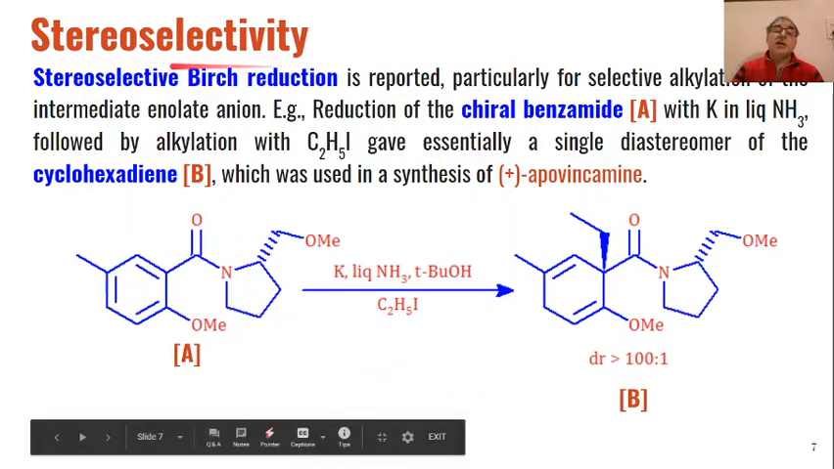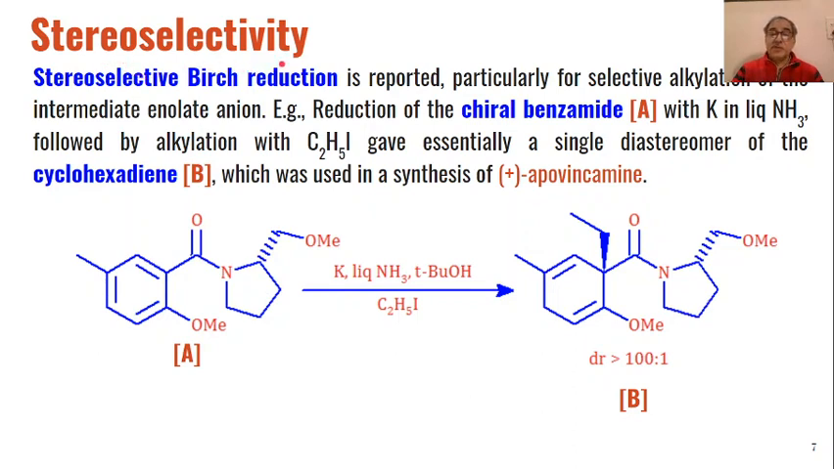Then the Birch reduction also shows stereoselectivity, that only one of the possible enantiomers is formed during the reaction. That type of reaction is called stereoselective. If out of the two possible enantiomers as product, only one enantiomer is formed, then we say that reaction is a stereoselective reaction. And Birch reduction also shows stereoselectivity.